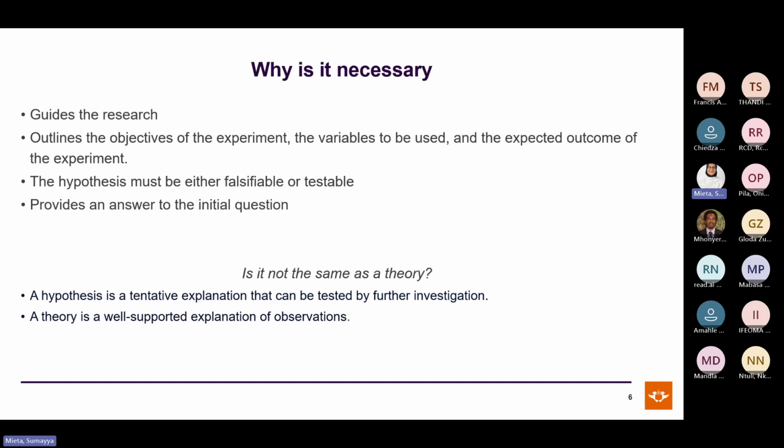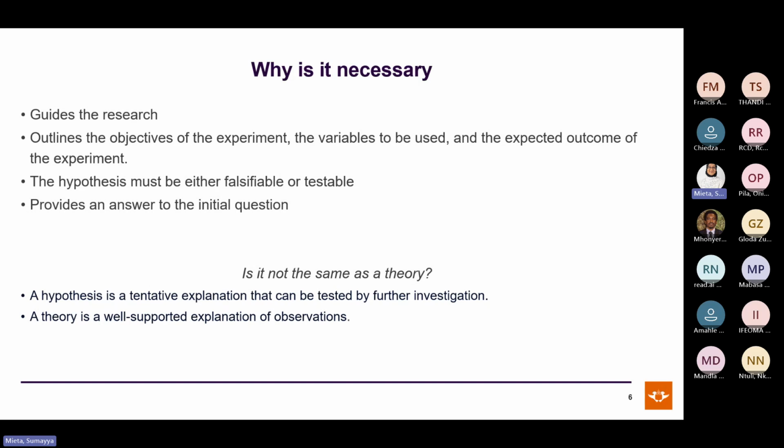Okay, so the hypothesis has certain characteristics. And one of them is that it must be either falsifiable or testable. So you can say, yes, we can test it by doing this investigation. Or you can say, no, this is incorrect because of the evidence that we have found. Okay. And it also provides an answer to the initial question.